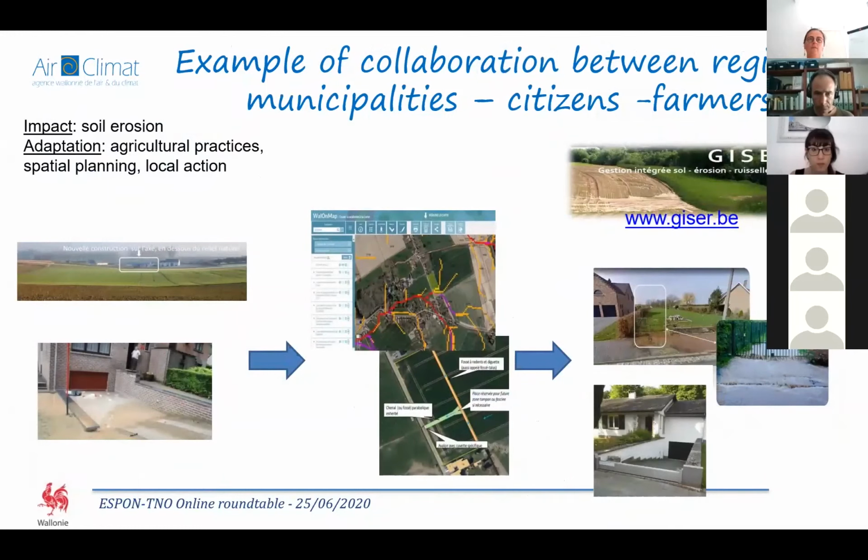So here I will show you an example of collaboration between different levels, so the regional level and the municipalities, so the local authorities, and also with citizens and farmers. The impact of climate change is soil erosion, and the adaptation action can adapt the spatial planning, and we do the action at local level. So it's the work of my colleagues from the GISER unit. So they made the presentation with me. So I will try to explain the jobs. Next, please.